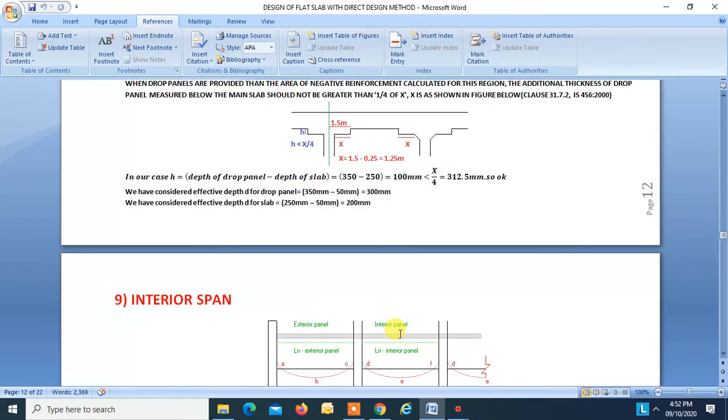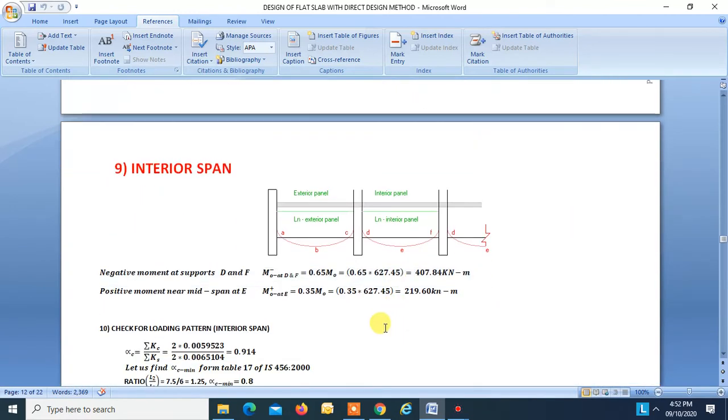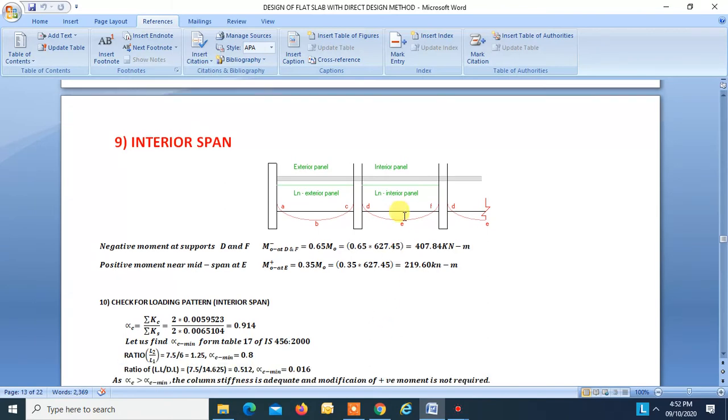Now distributing the longitudinal moment transversely in the interior panel. So the moment at support F is 407.84, and this is negative moment. This is positive moment near the midspan at E, equal to 219.6.